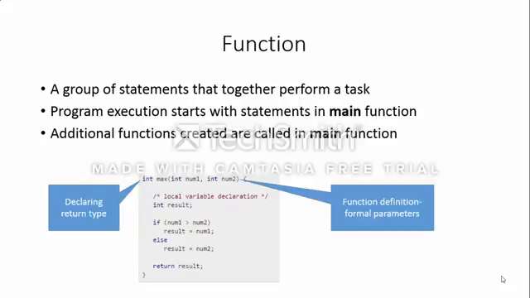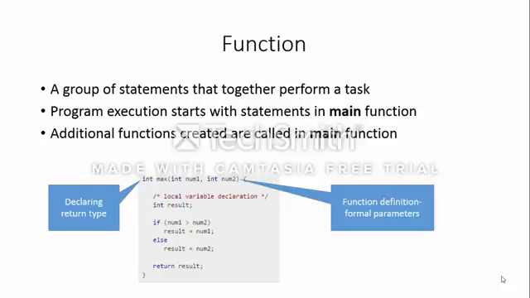Additional functions created are called in main function. Function may or may not return single value to the calling program. Here is an example of writing a function outside main function.